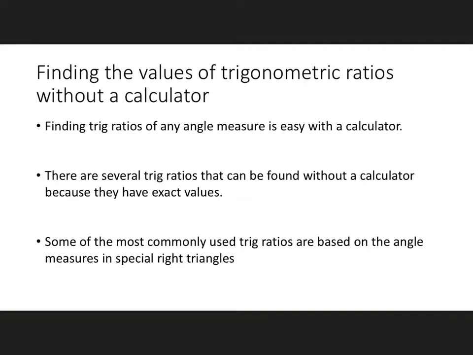One of the purposes of the unit circle is to find the values of trigonometric ratios without using a calculator. Now, finding trig ratios of any angle measure is easy with a calculator. You can just enter it into the calculator and it will give you a decimal equivalent. There are several trig ratios that can be found without a calculator because they have exact values. They won't be those decimals that go on for 10 decimal places. Some of the most commonly used trig ratios are based on the angle measures in special right triangles.